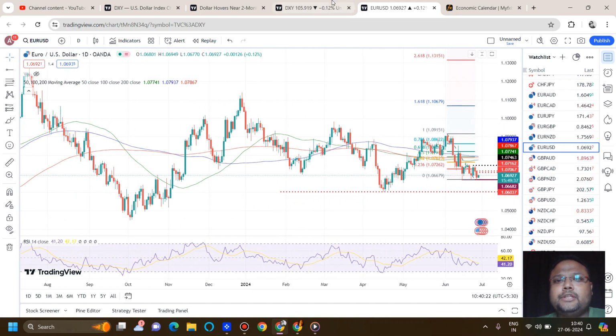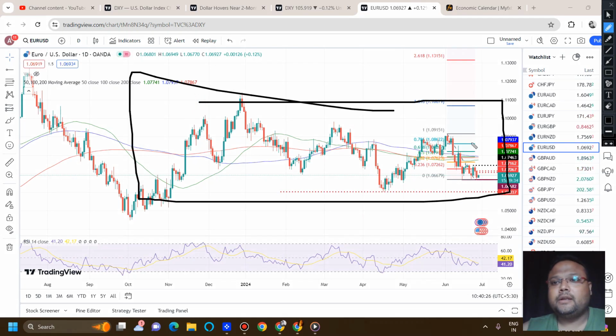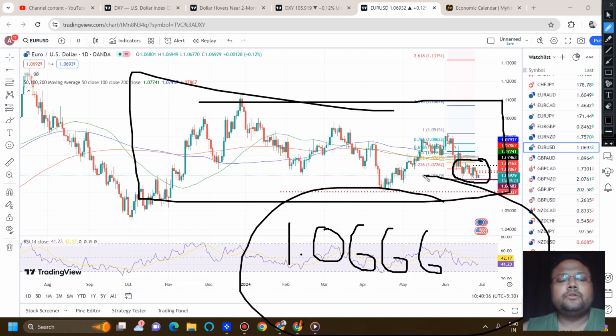On the daily chart of Euro USD, we can see a sideways market here, and right now the market is trading around this particular zone. The chances of the market breaking the previous low of 1.0666 are quite high. So if the market breaks this level because of bullishness on the dollar index, you can look for a sell below this level as well, because on the daily time frame also we can see the market is forming lower highs.